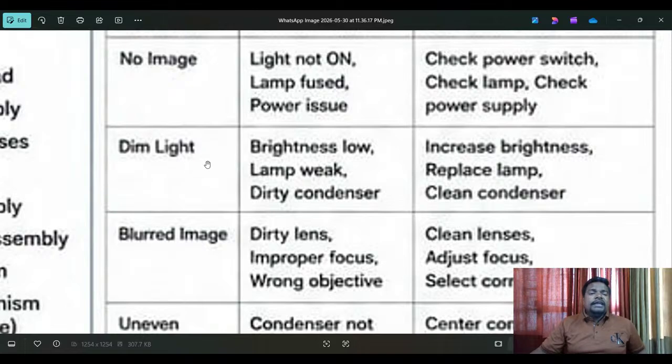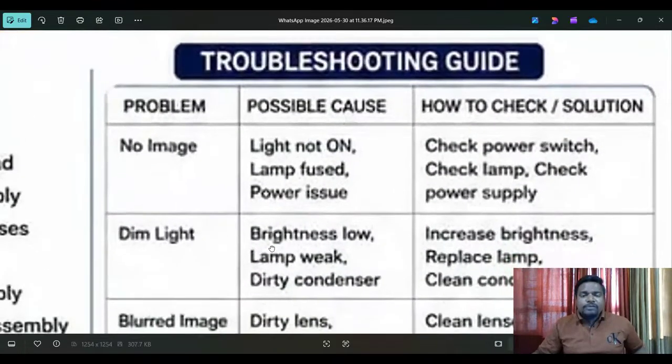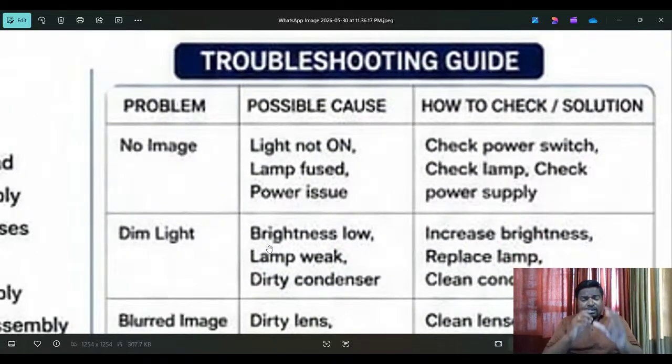Next one is the dim light problem. The causes are low brightness, weak lamp, and dirty condenser. Why am I giving these points? Because if you know all these things when you get the complaint, then without wasting time, within a fraction of a second you can perform your work. If you provide that excellently, the patient and the doctor will be happy. They will say, yes, we have a good biomedical engineer. Thank you, what I could not do, you did. That is your biomedical engineer, and they will appreciate you.